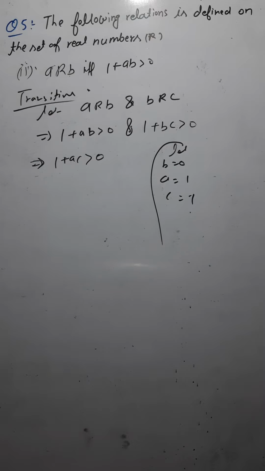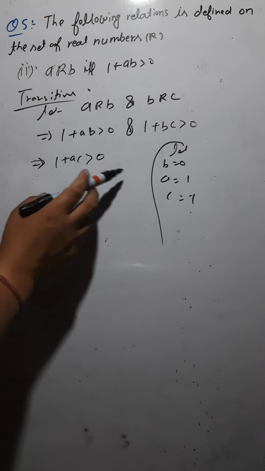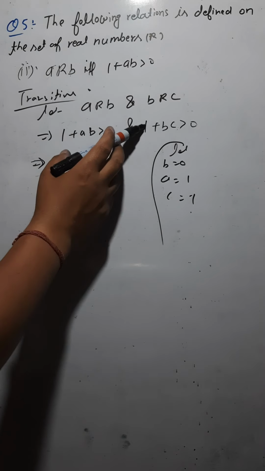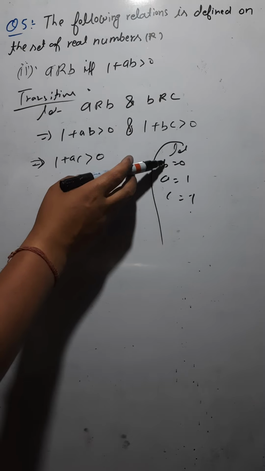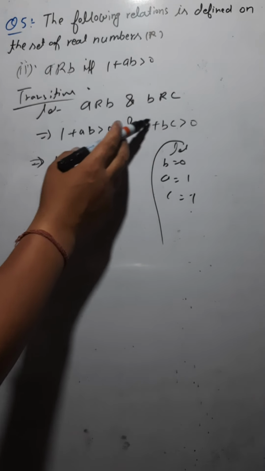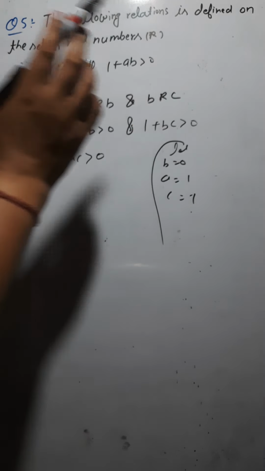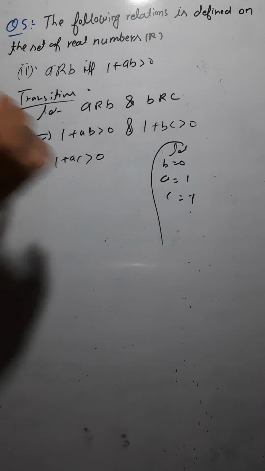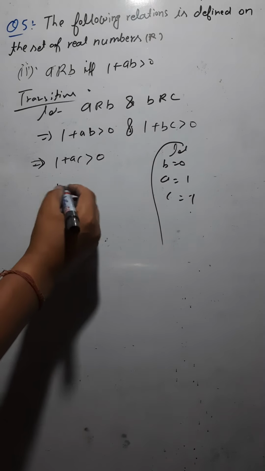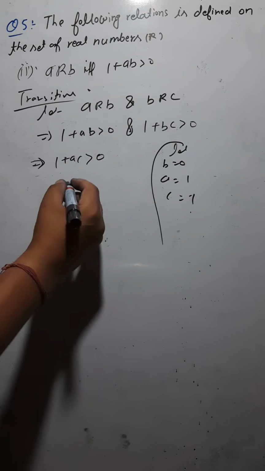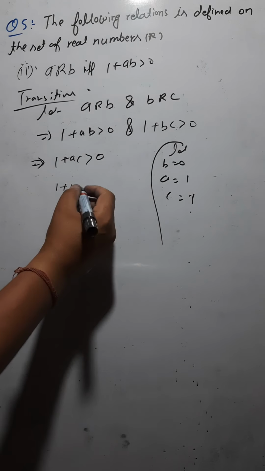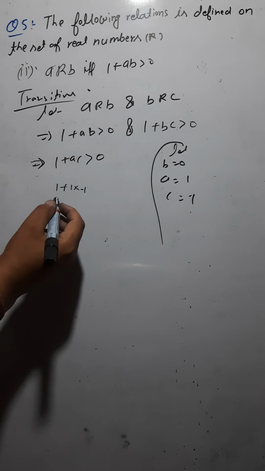Yes, it's correct. Now put the values in 1 plus bc. b is 0, c is minus 1, so again you would be getting 0, so 1 is always greater than 0. Now put the values here: 1 plus ac. a is 1, c is minus 1. Now if you solve this, you would be getting 0.